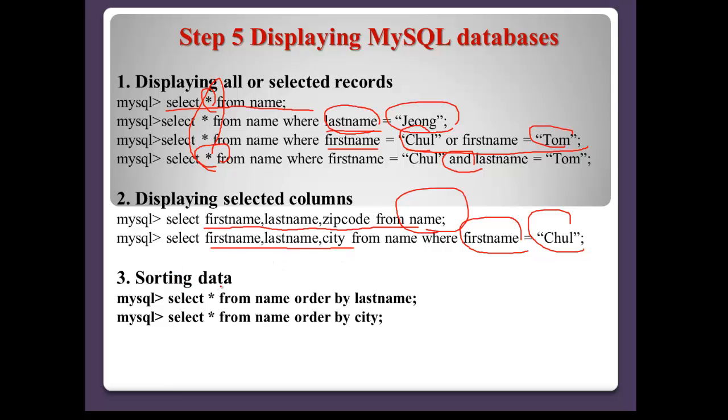Number 3, sorting data. Select from name order by last name. In this case, we can see all the data from the table name, but the order will be made by the last name and this one, city. Okay, then try to use this command.